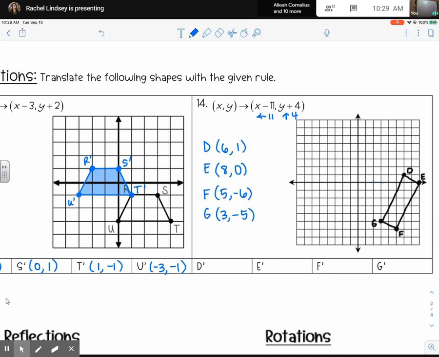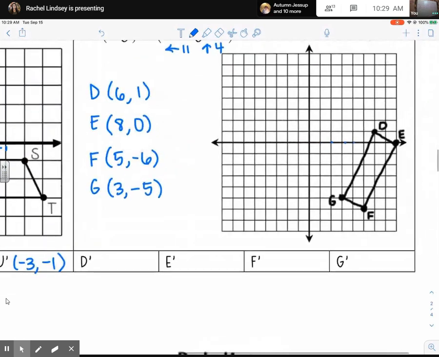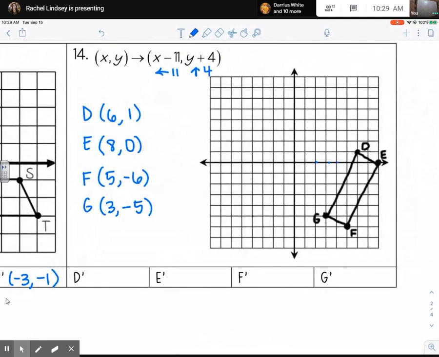So here, you could write out the coordinates like I just did, and then subtract 11 from all the x's and add 4 to all the y's, which is what I'm gonna do for this one. So 6 minus 11 is -5. 8 minus 11 is -3. F, so 5 minus 11 is -6, and 3 minus 11 is -8. And then add 4 to all my y's, so 5, 4, -2, -1.